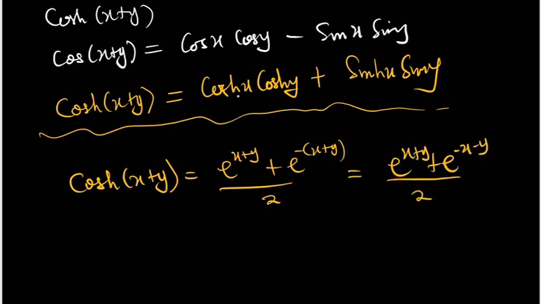We shall throw in the exponential function for the right hand side and see whether we will obtain this one. So let's pick cosh x, cosh y.